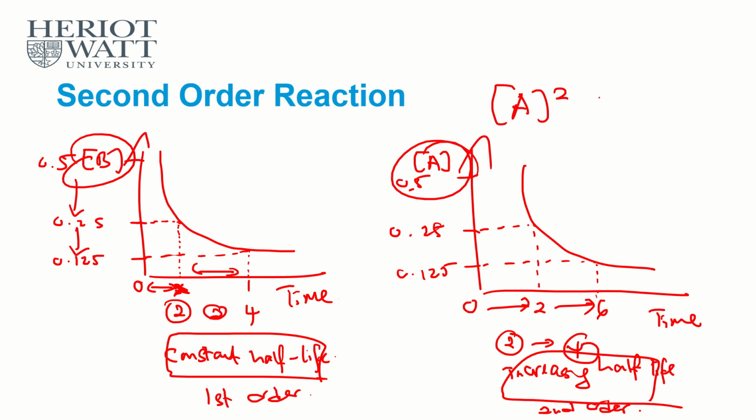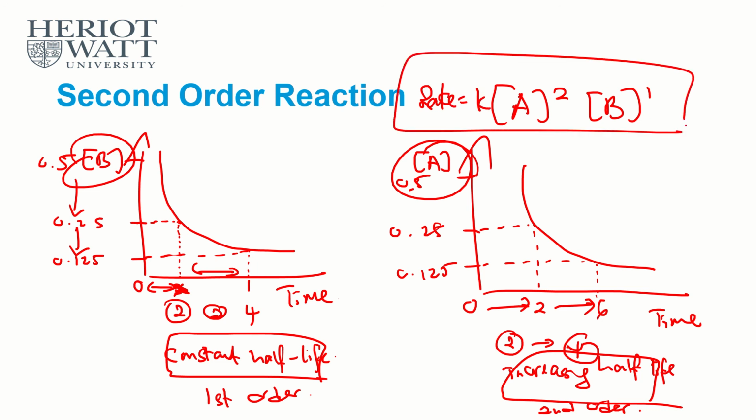B is first order because of the constant half-life. So then we can write the rate equation. Rate equals k, concentration of A to the power of 2, and concentration of B to the power of 1. So that's how we deduce the rate equations and the order of reactions based on the graph. Make sense? So we use half-life for this. All right.